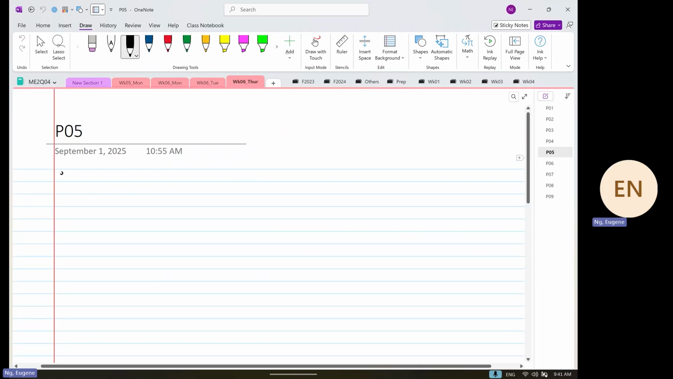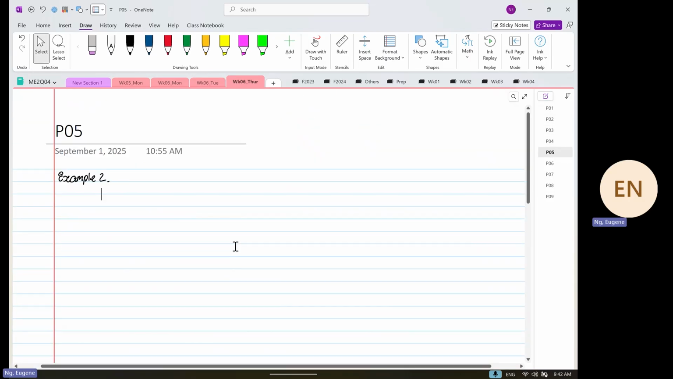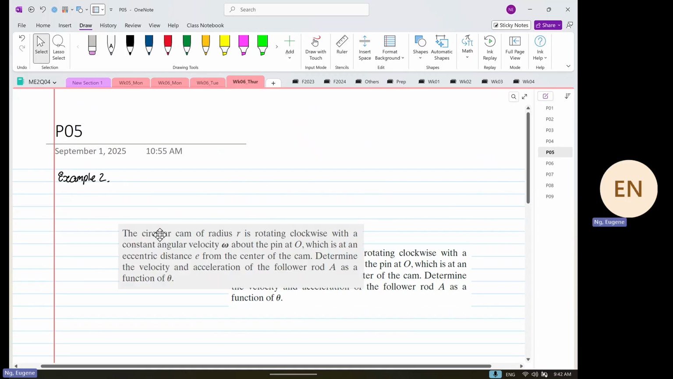Example number 2. So if we look at example number 2 now, right? It's not exactly the same, but the foundation is very similar.